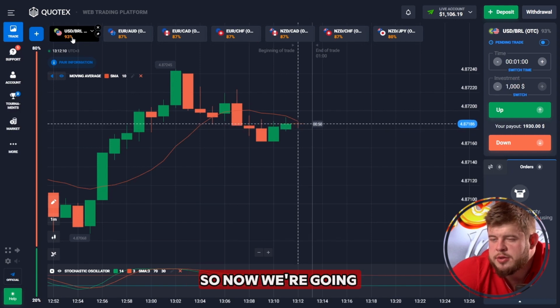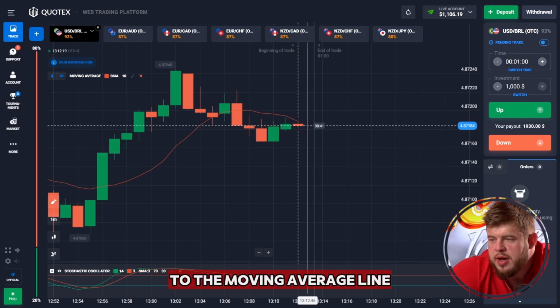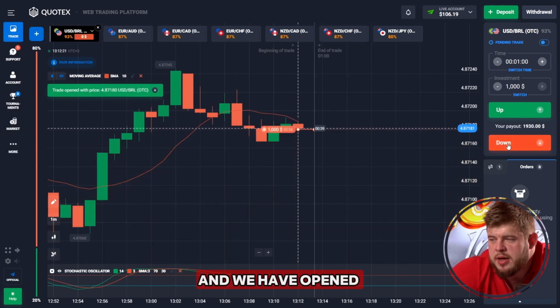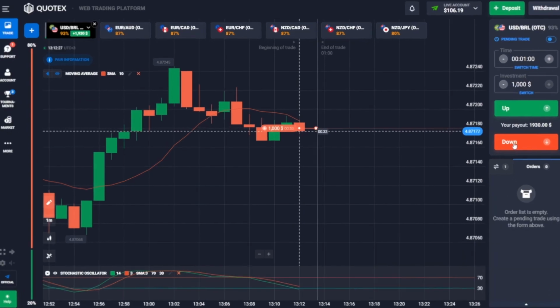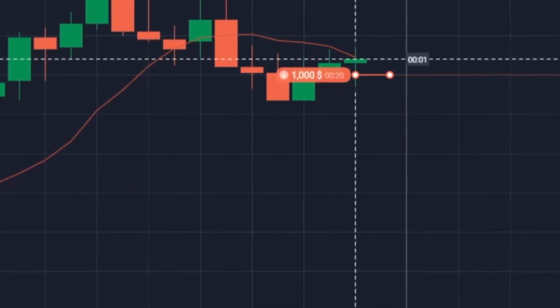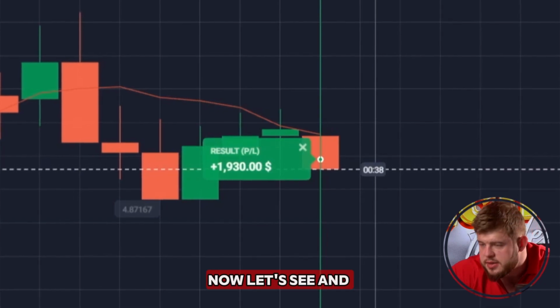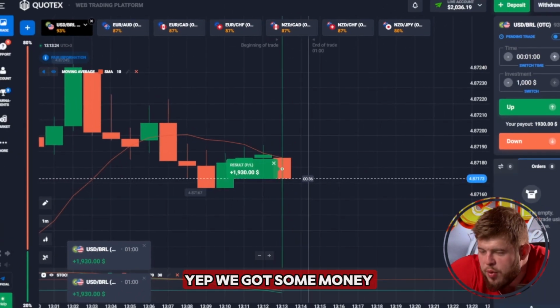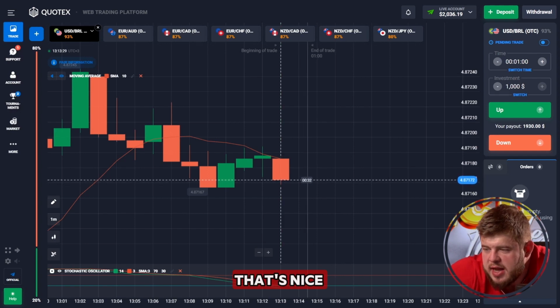Now let's move forward. Let's change our investment to $1,000 and check the USD BRL currency pair. So now we're going to open a sell position from the resistance line zone. We're going according to the moving average line, and we have opened the sell position. Now let's check the market reaction. Okay, guys, now let's see, and yep, we got our money. We got 2,000 bucks. That's nice, that's cool.